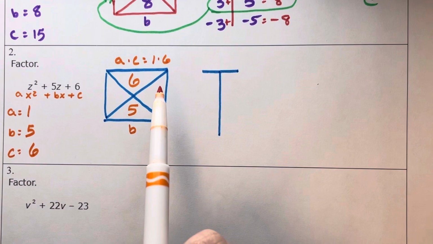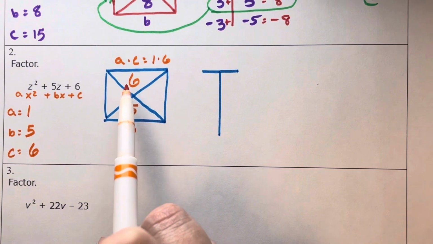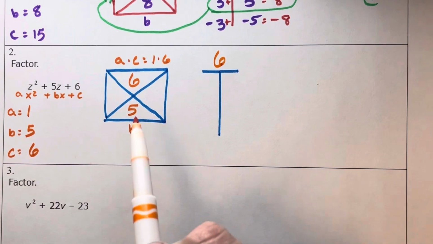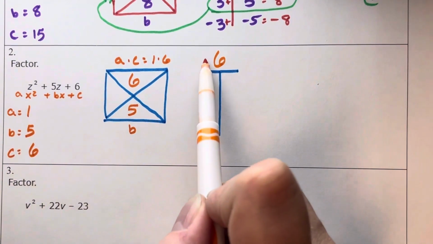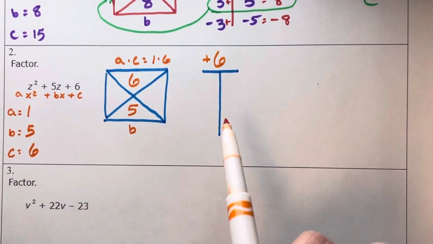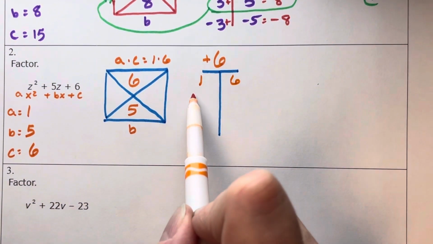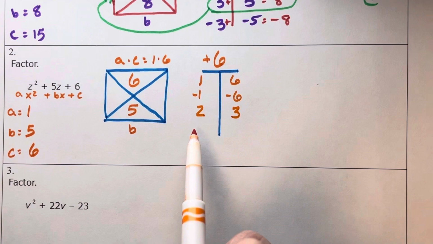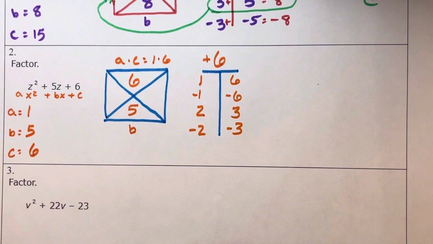In our second graphic organizer, we remember to place our value, our product that we got from A times C, which is here in the top of our box, 6, on the top of our T-chart. And again, as there are only positives in this particular trinomial, we know this is going to be a positive 6. So let's go find the factors of positive 6. That could have been 1 and 6. That could have been negative 1, negative 6. That could have been 2 and 3. That could have been negative 2, negative 3.